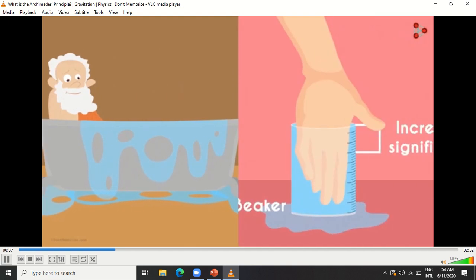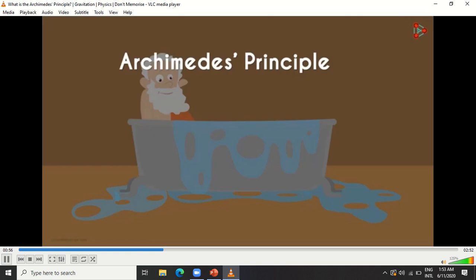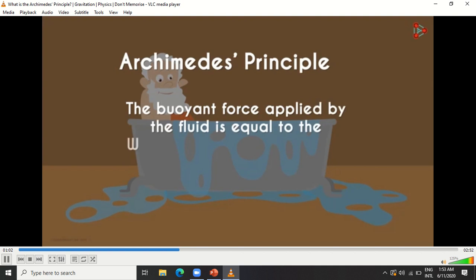In both the cases, you notice that the water is displaced by the object that goes in. Keep this thought in mind. We'll come back to it soon. In our previous videos, we've seen that when an object is placed in a fluid, the fluid exerts a buoyant force on it which acts upwards. The Archimedes Principle goes just one step further in saying that the buoyant force applied by the fluid is equal to the weight of the displaced fluid.